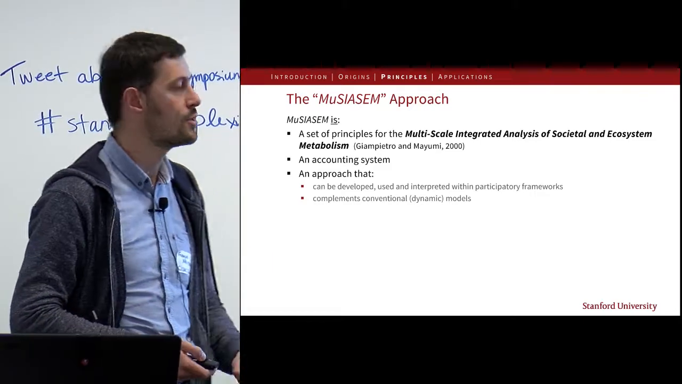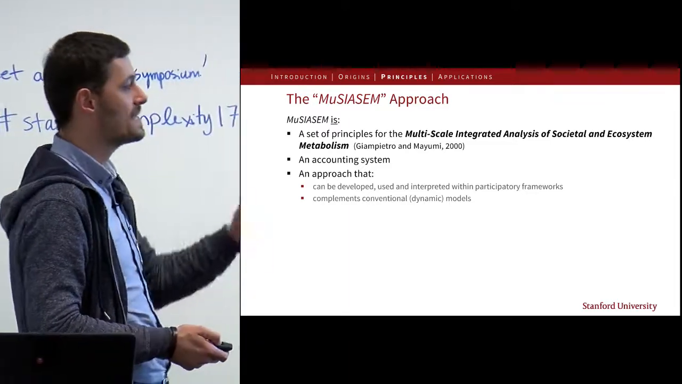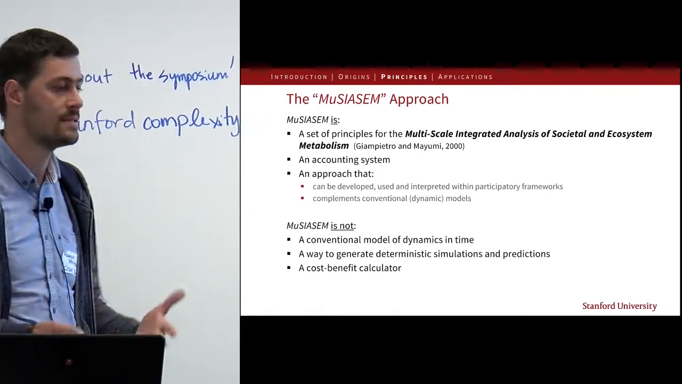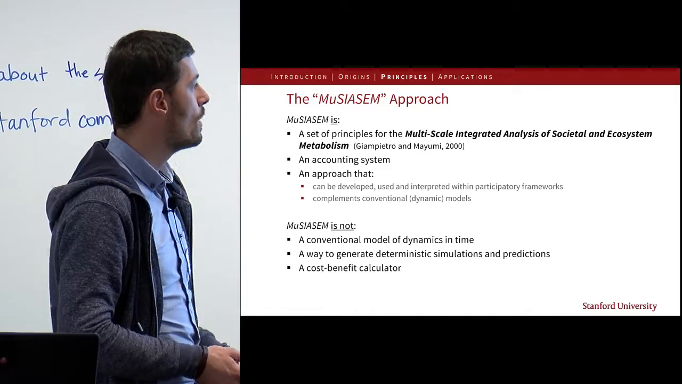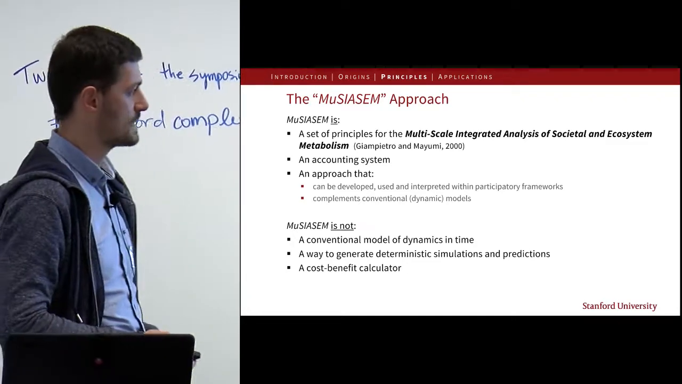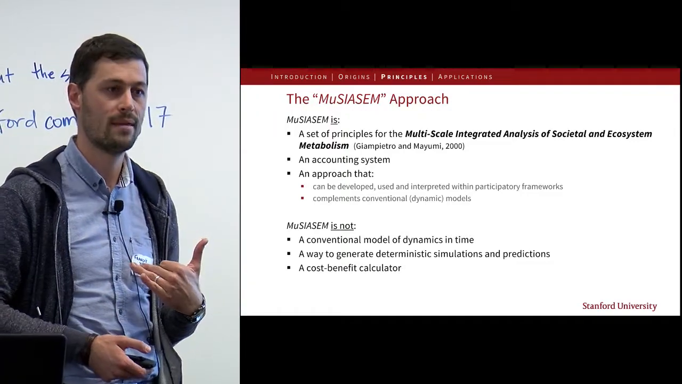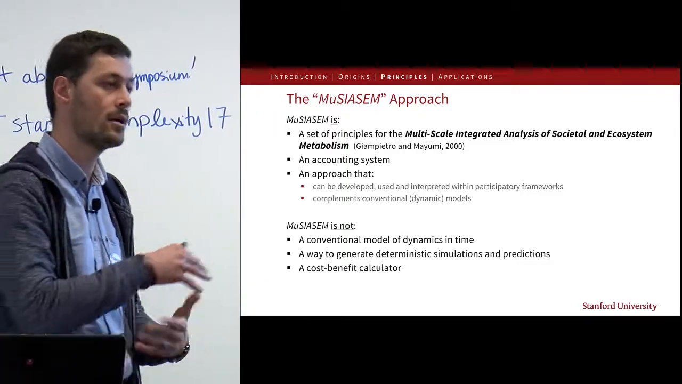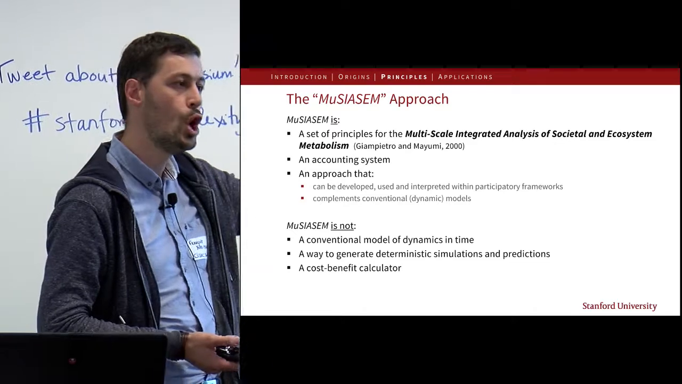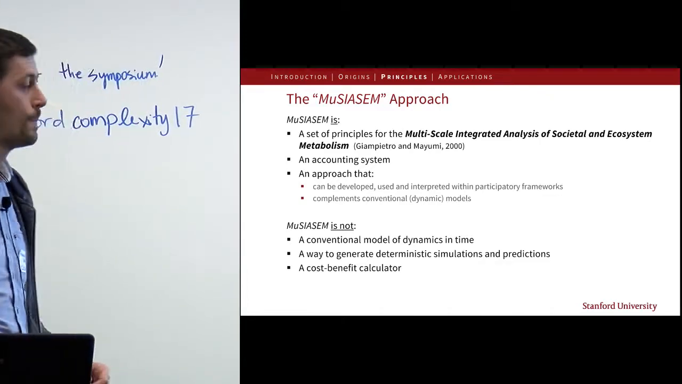So it complements conventional dynamic models. It's static. We look at a snapshot in time or an expected future pattern of the society. It's definitely not a model of dynamics in time, and it's not a way to generate deterministic or optimized simulations and predictions, because it's semantically open, and we are aware that there is a possibility of new emergence or reorganization of a society. This is why we would be critical of using this kind of tool to do scenarios over the next century, for instance. It will be a little bit difficult to do.